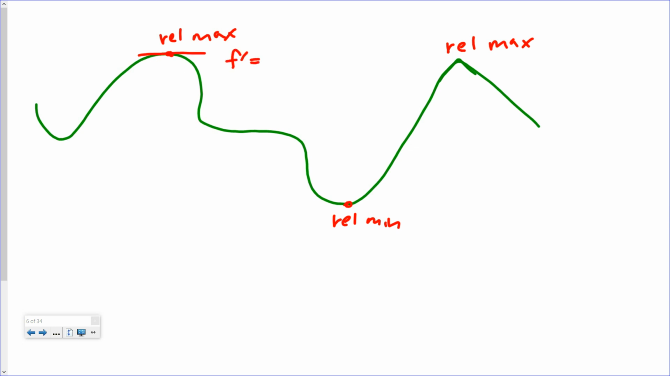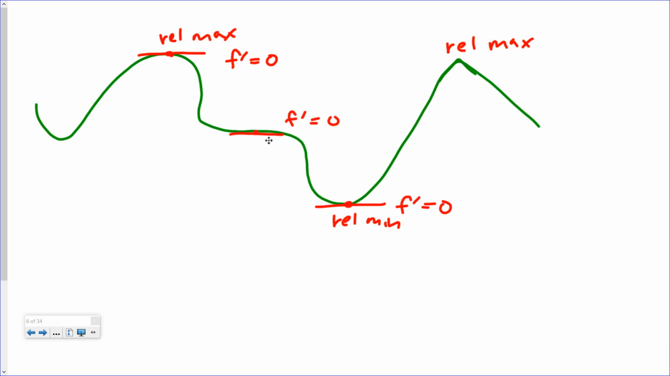What's the slope here? 0. What's the slope here? 0. Okay. What's the slope here? 0. But is this a relative max? No. Why not? Because remember, slope of 0, superhero. Relative max, relative min, horizontal tangent line.